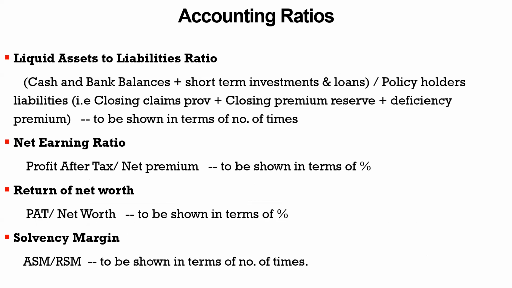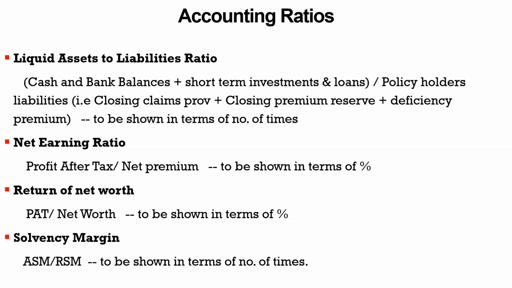Liquid assets to liability ratio. Liquid assets means the assets which can be immediately converted into cash. Same thing, liquid liabilities. But here the ratio is liquid assets to liability, not liquid assets to liquid liability. So, liquid assets divided by policyholders' liabilities. Liquid assets is cash and bank balance, short-term investments and loans which can be easily converted into cash, divided by policyholders' liabilities. Policyholder liability means, as we discussed earlier, outstanding claims, premium deficiency reserve, and unexpired risk reserve.